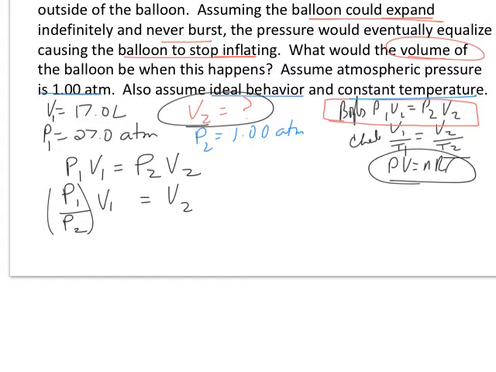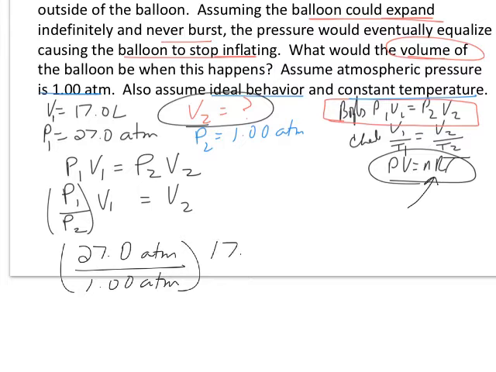And then I'm just going to plug and chug. I just make sure the units are the same, and it's always good to go with whatever the units are for R. You're safe. 27.0 atmosphere for P1 divided by 1.00 atmosphere for P2 times your volume 17.0 liters equals V2, and your atmospheres are going to cancel out. You'll be left with liters, which is a unit for V2. And when you do this, you should get 459 liters.